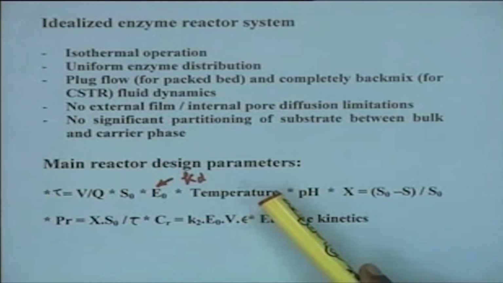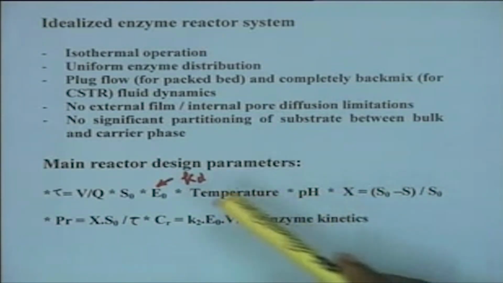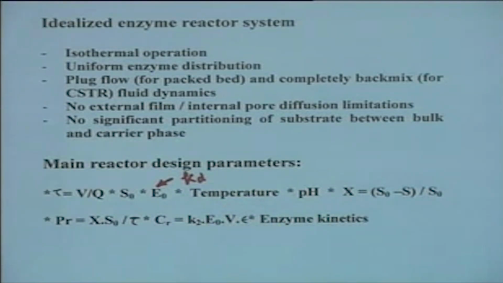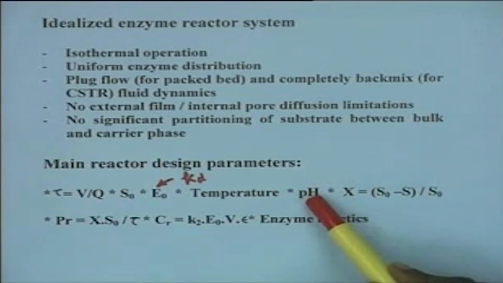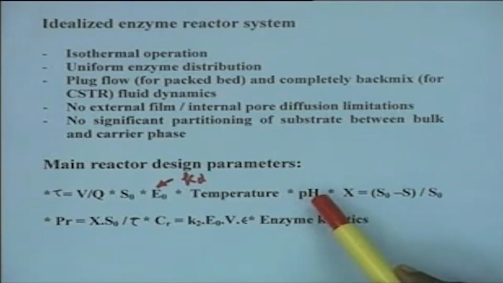Then the temperature of operation, because deactivation also will depend on the operational temperature. And I would like to mention here that most continuous enzyme reactors are usually operated a little below their optimum temperatures, just to reduce the Kd value and increase the operational half-life. Then pH, of course pH here is not only monitoring, but more important is the control of pH. How are you exercising control of pH?